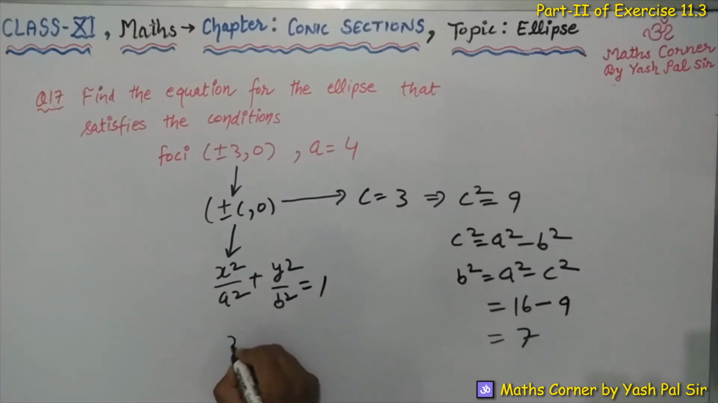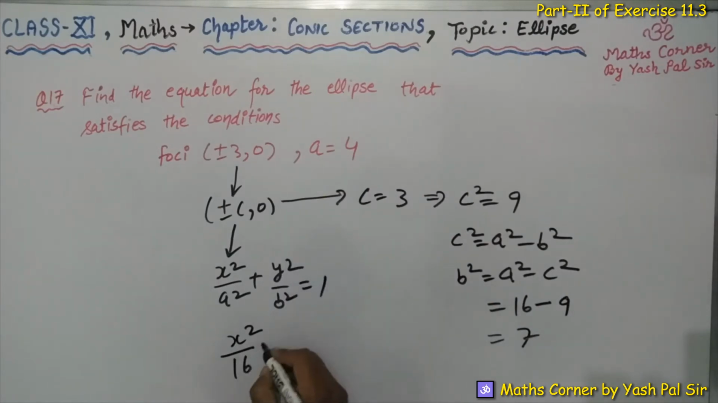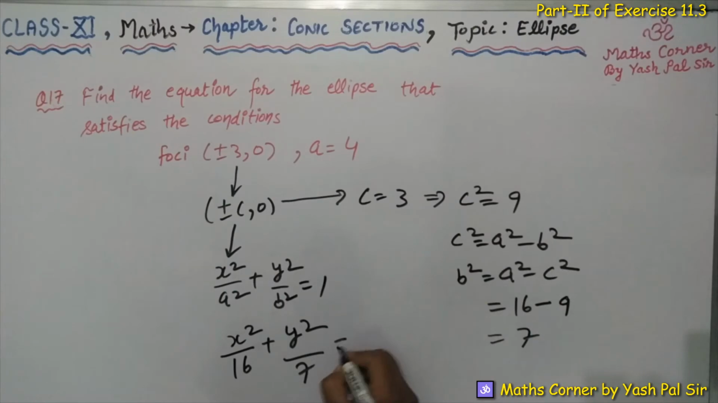So now this equation becomes x square upon a square, a square means 16, plus y square upon b square, b square is 7, is equal to 1, is the required equation. Now next question.